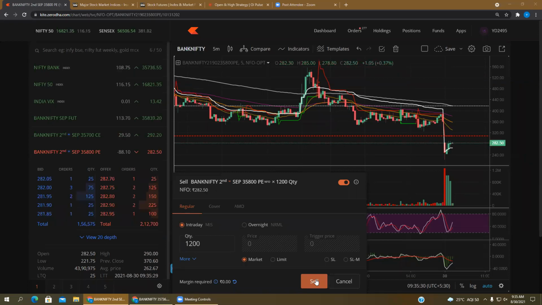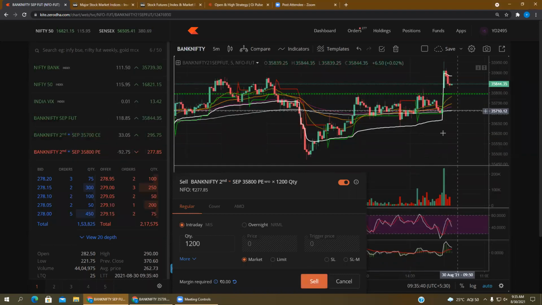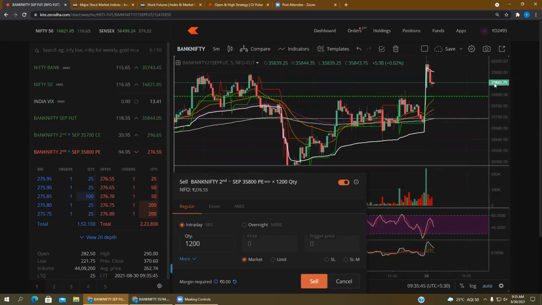Position sizing depends upon what kind of a trade I'm trying to take. If it's a scalping trade, I will enter quick and exit quick. If it's not a scalping trade, then I'll try to add gradually and then try to exit also gradually.